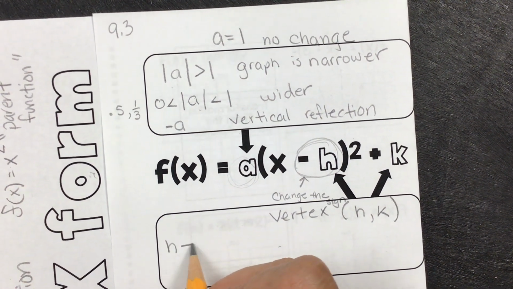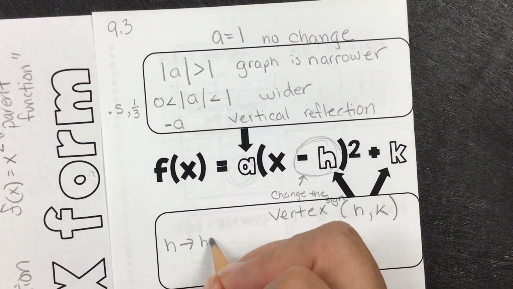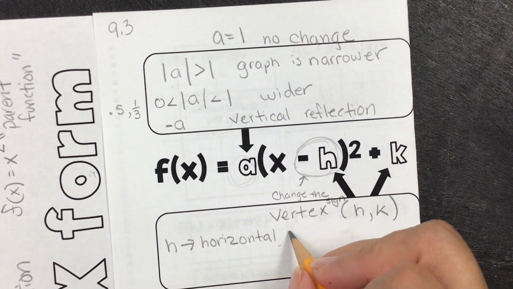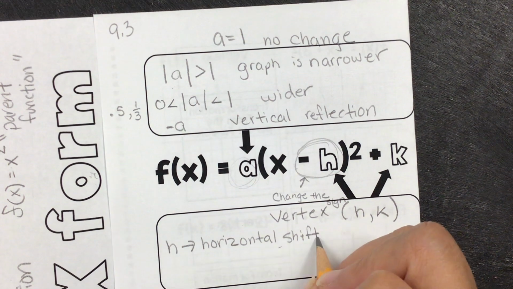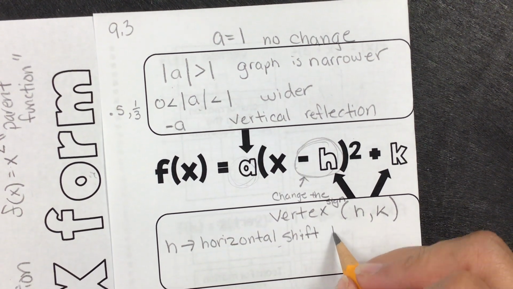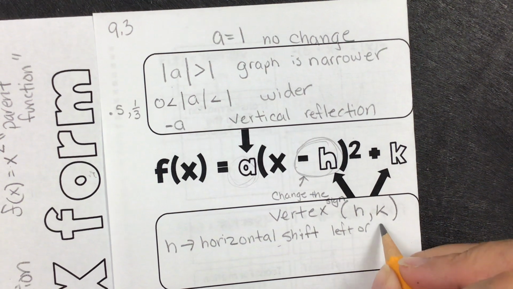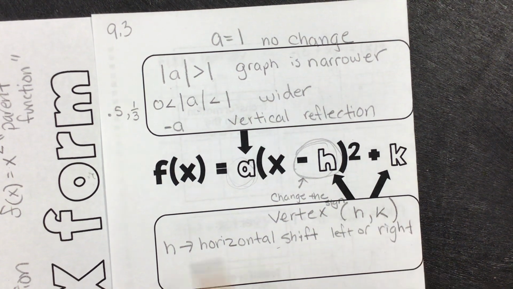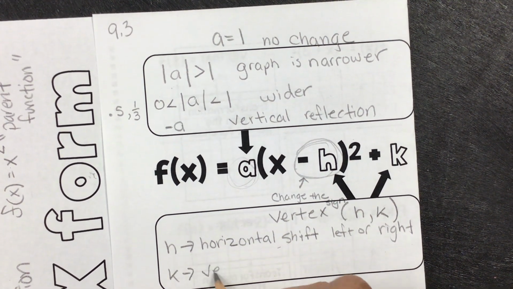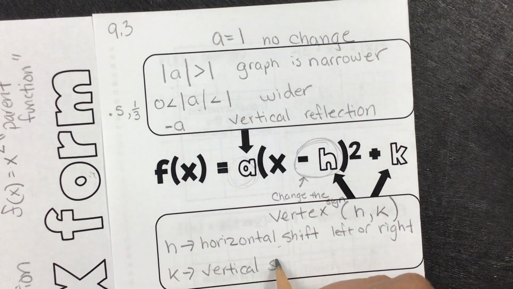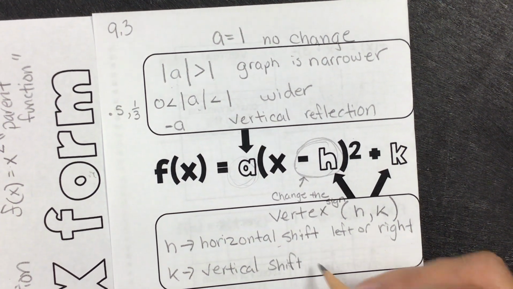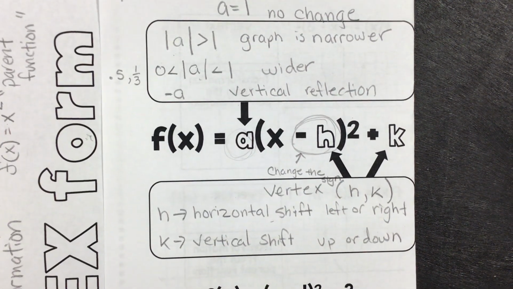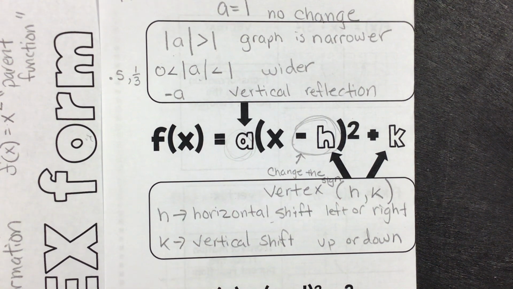The h indicates a horizontal shift. You will see that word all the time. We need to understand that that means horizontal shift. It just means left or right. And then the k is going to give you a vertical shift. Vertical means up and down, up or down. This will make sense more once we practice.